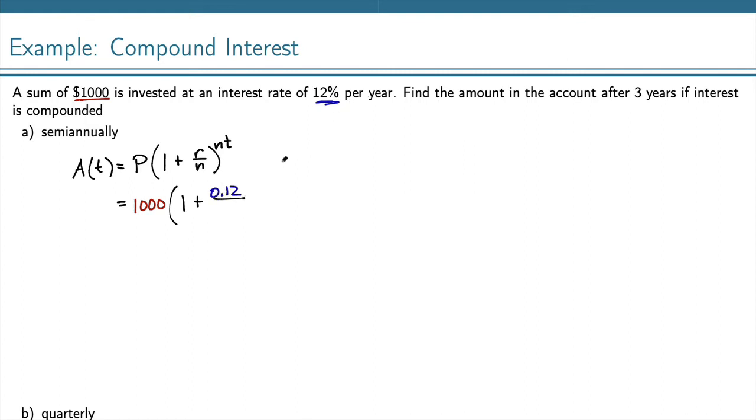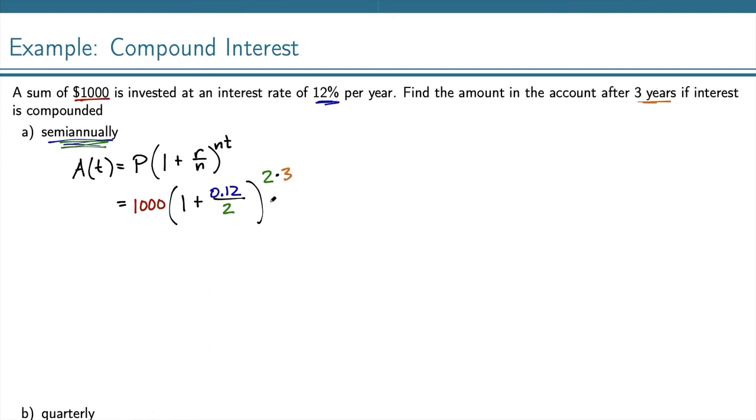We divide by n, which is the number of times compounded per year. Because we're doing semi-annually, that is 2 times per year. So 2 for semi-annually. And then we raise that to the n, 2, times t. And t is how much time is passing, and that's the 3 years.